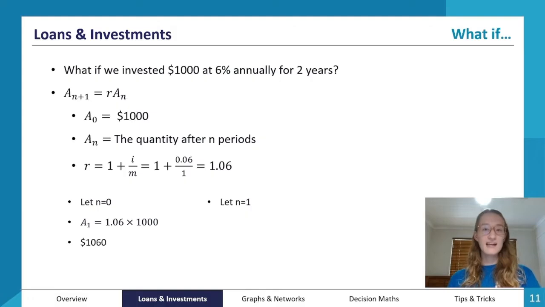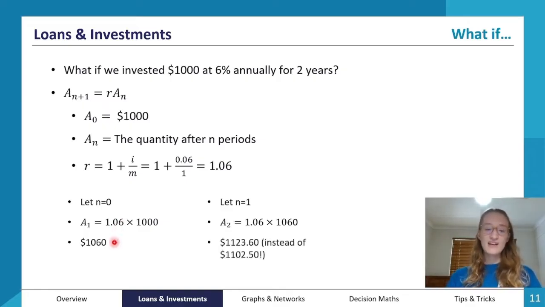And then we apply the same to find out how much after 2 years. We take our new value, $1,060, and we're multiplying it by 1.06. And you can see that now we have a total of $1,123.60, which we can see is quite a bit more than when we were only calculating at 5% per annum. So you can see it's quite beneficial.